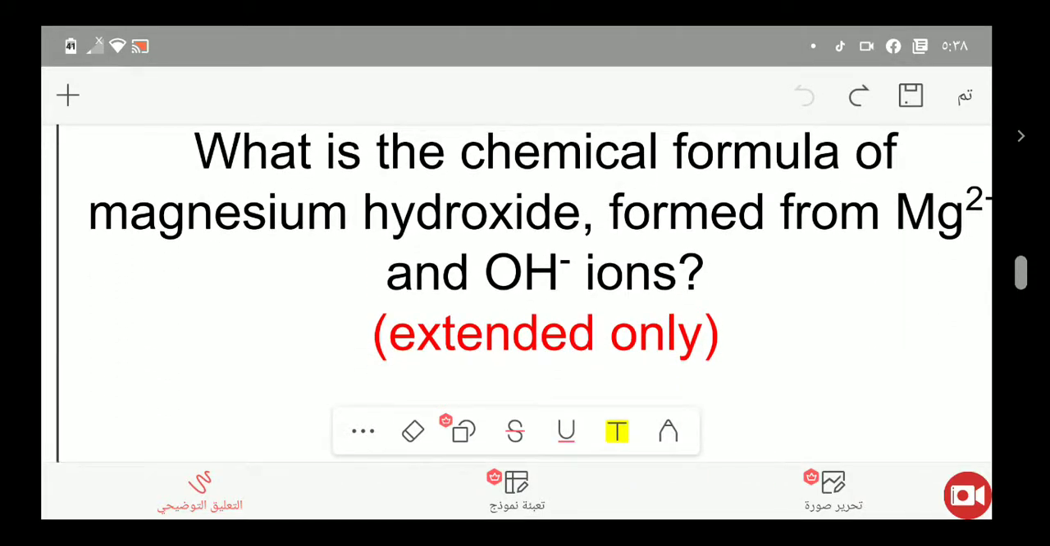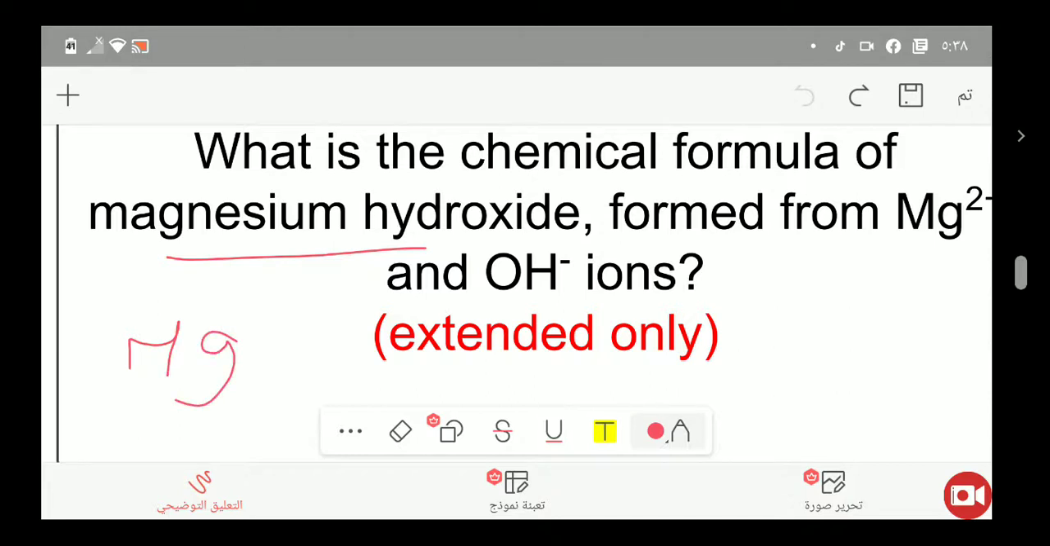Next. What is the chemical formula of magnesium hydroxide? As we know, the symbol of magnesium is Mg, and the symbol of hydroxide is OH. OH negative: the hydroxide group carries a negative charge. It is calculated from the bonding theory.